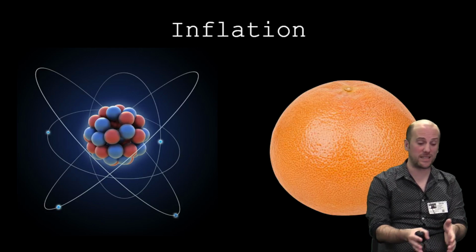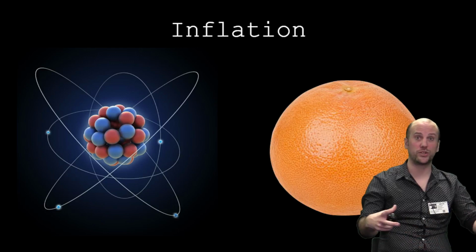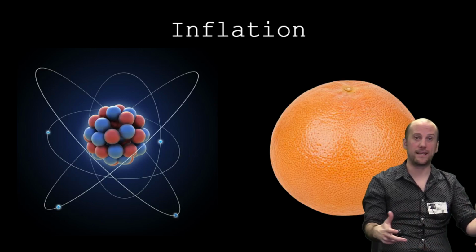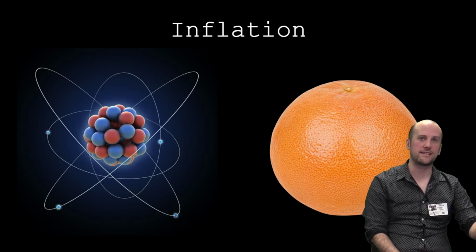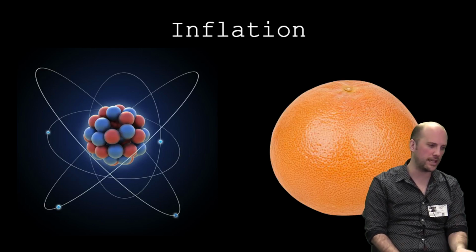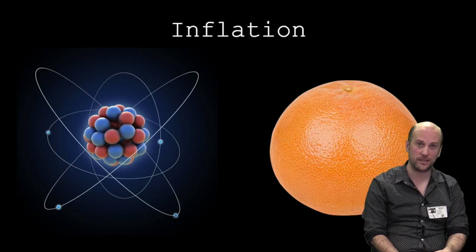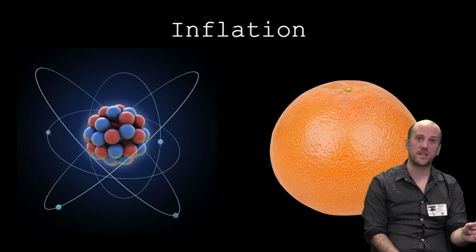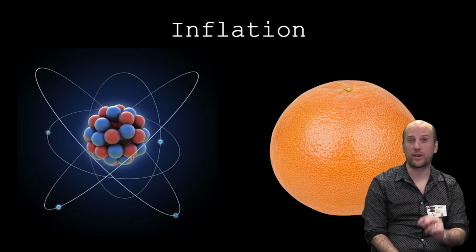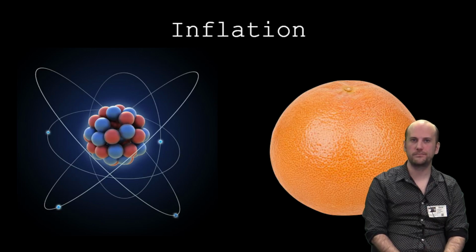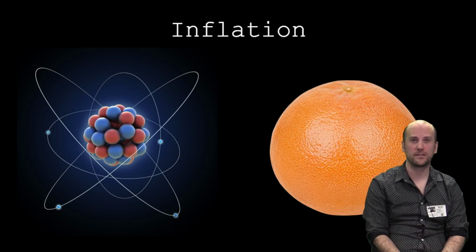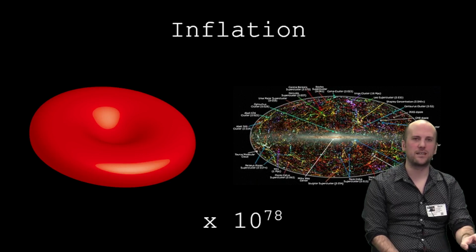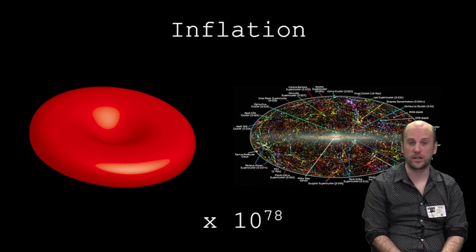Cosmic inflation would be that at the beginning of the universe, it ballooned really quickly and then continued to grow but slower. The theory says that in the first trillionth of a trillionth of a trillionth of a second, the universe went from the size of an atom to the size of a grapefruit. That doesn't seem like much. But that's because we don't really have a good idea of how big atoms are in our heads. We're talking about getting 10 with 78 zeros after it times bigger.